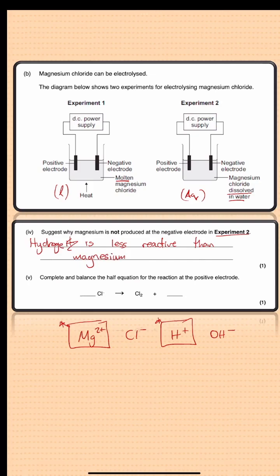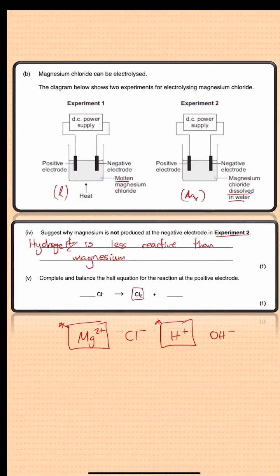And complete the balanced half equation. This is the one that we've seen a few times today now. Remember, chlorine is diatomic. I gave you a list of all the diatomic ones that you need to memorize.